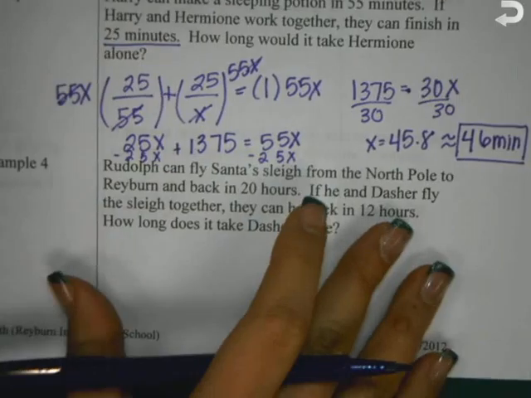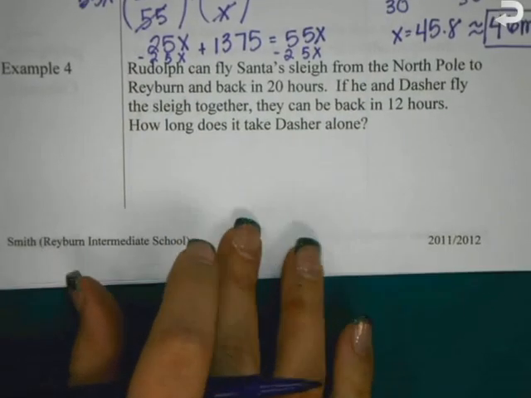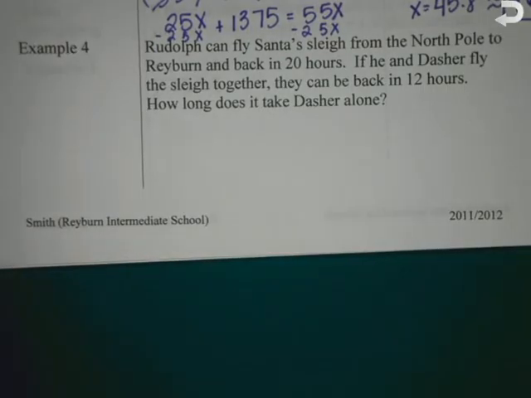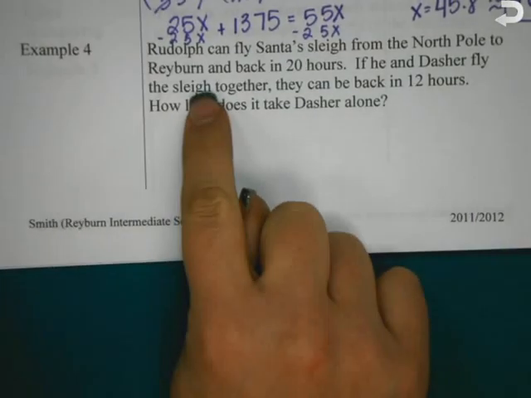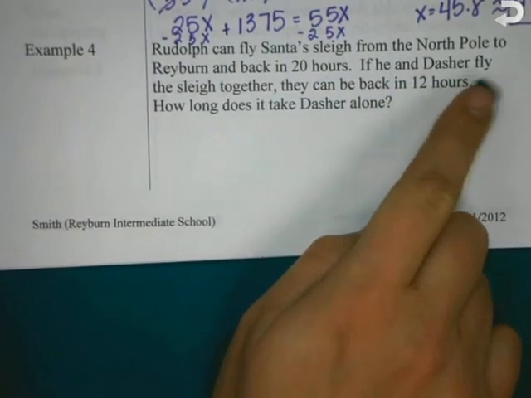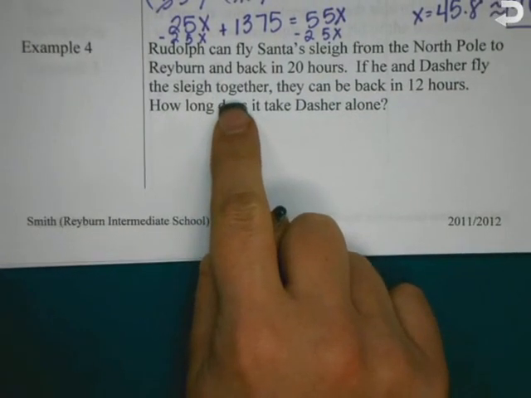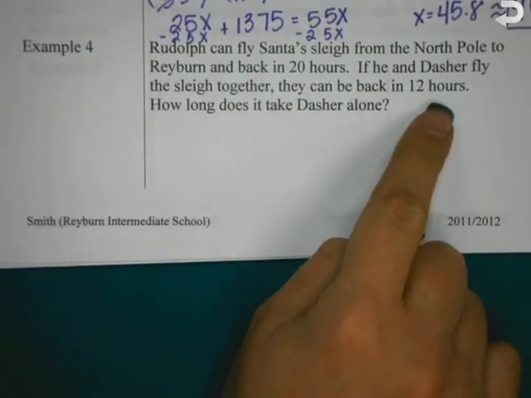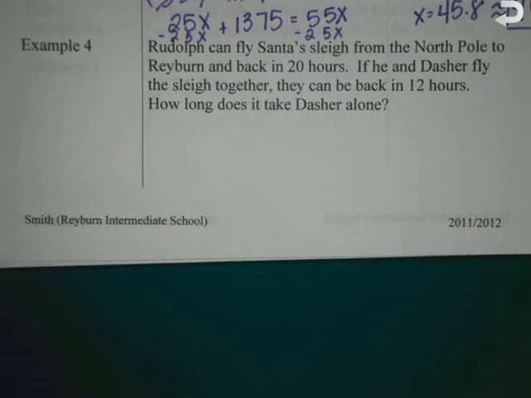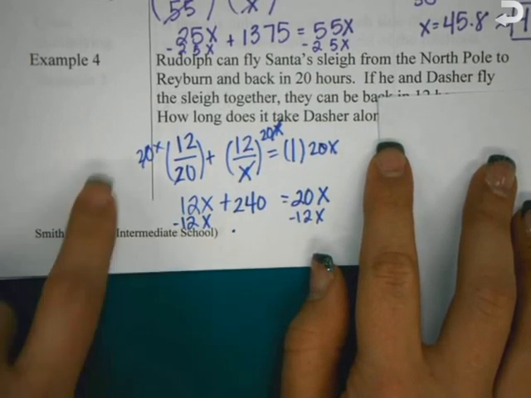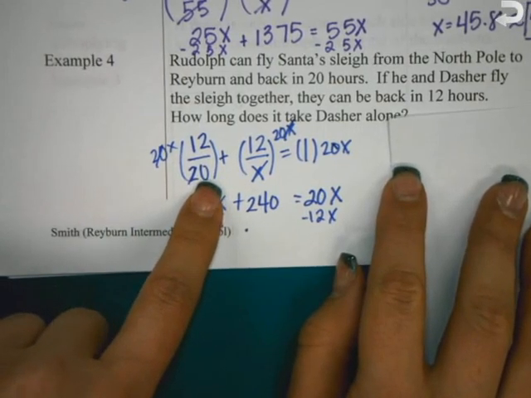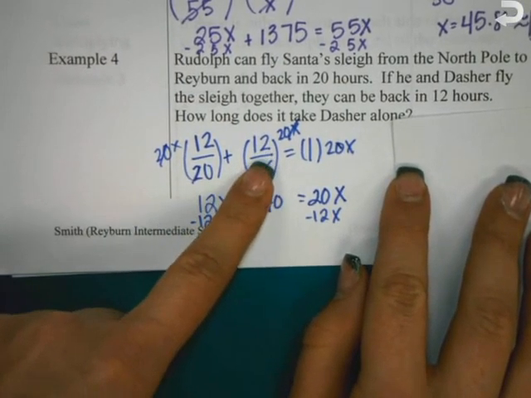Okay, example 4. Rudolph can fly Santa's sleigh from the North Pole to Rayburn and back in 20 hours. If he and Dasher fly the sleigh together, they can be back in 12 hours. How long does it take Dasher alone? Okay, so I got 12 was the together time, over 20, that's Rudolph's time, plus 12 over x, x is Dasher's time, all of that equals 1 job.